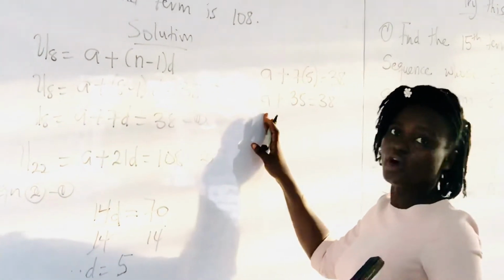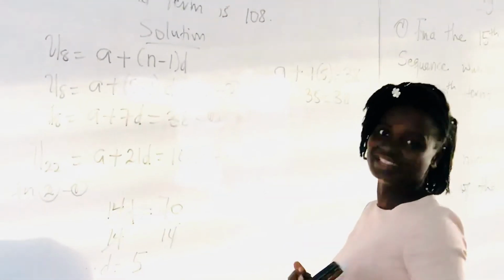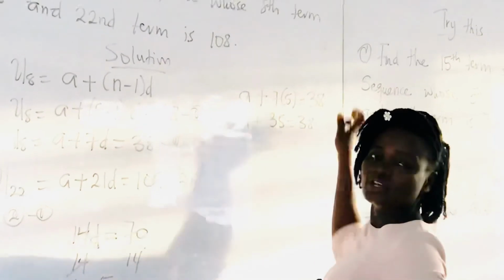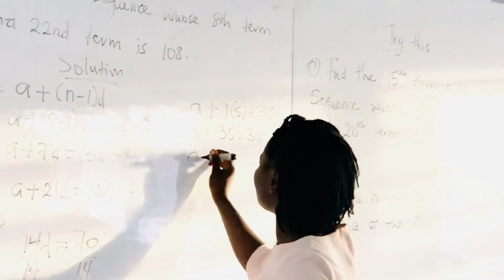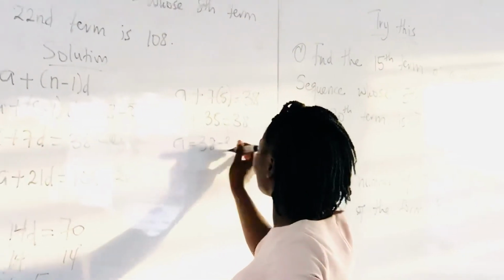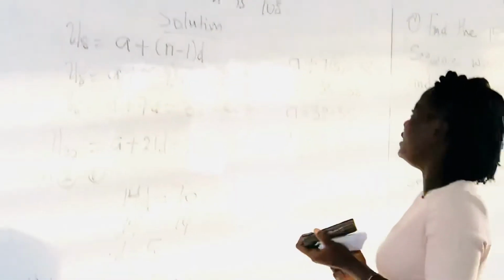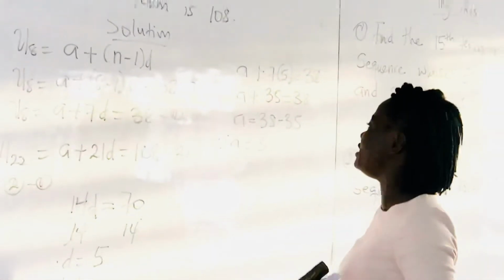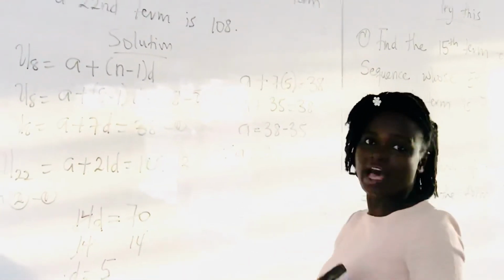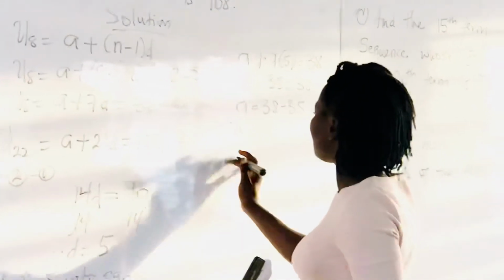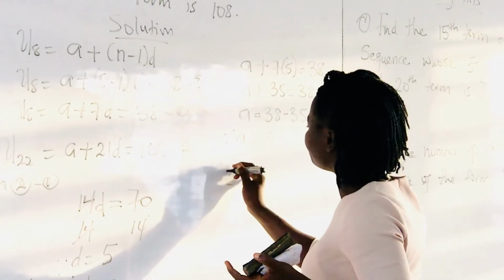We are looking for A, which is the first term. So we make A stand alone, the subject, and move the 35 to cross the equal to sign, and crossing it becomes negative. Therefore, we are getting our A to be 3. Good. So we can now list our sequence, our series. So this becomes A, which is the first term. So we can simply write 3.